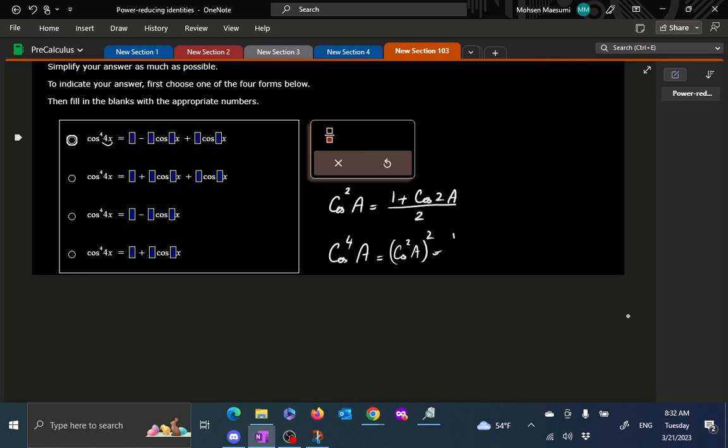Square of that one, which is square of 1 plus cosine of 2a over 2, squared. Well, we again from basic algebra remember that when we square, you're not going to forget twice the first and the second. So I go ahead and do that. Denominator 2 squared is 4, easy. 1 plus cosine square of 2a plus 2 cosine of 2a.